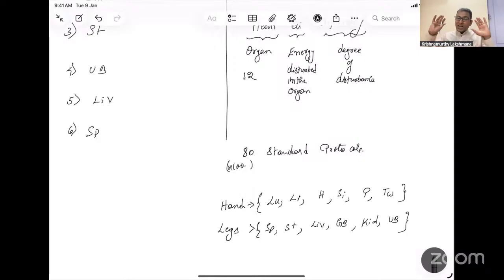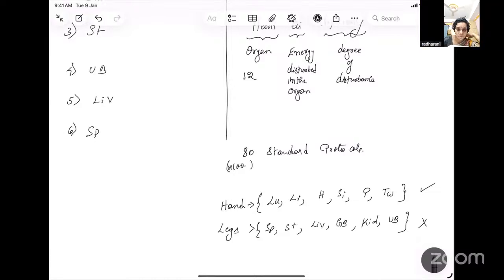Now, as soon as I make the statement that the problem is only in the hands and not in the legs, what should come to my mind? It is one of these and not this. Is it the right way to think? Yes, sir. And if the problem is only in the leg and not in the hand, what will happen? The opposite.